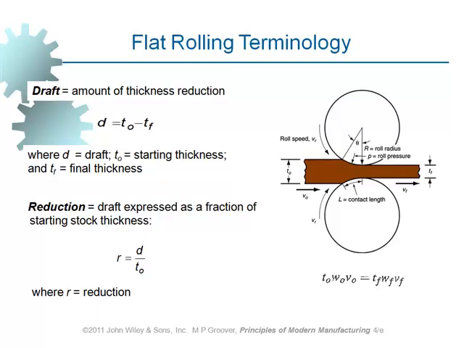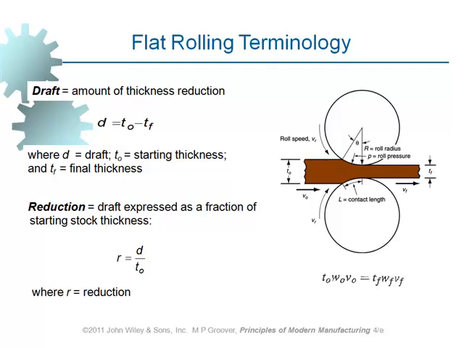And there is a very useful equation down here which relates initial thickness times initial width of the sheet times V0, which is the initial speed of the sheet. And this is equal to TF, WF, and VF. What explains this? The speed of VF is greater than speed V0, right?